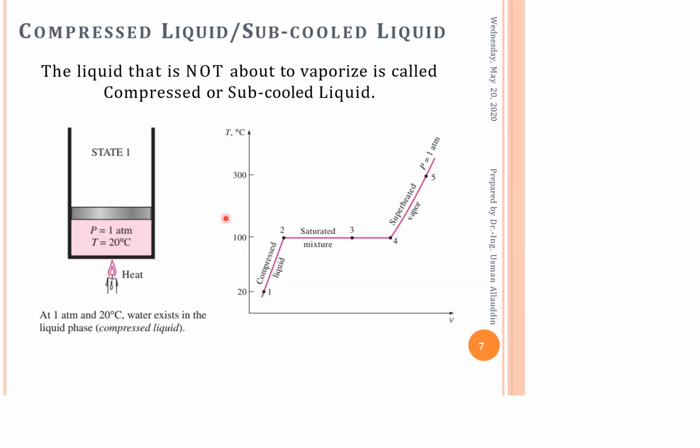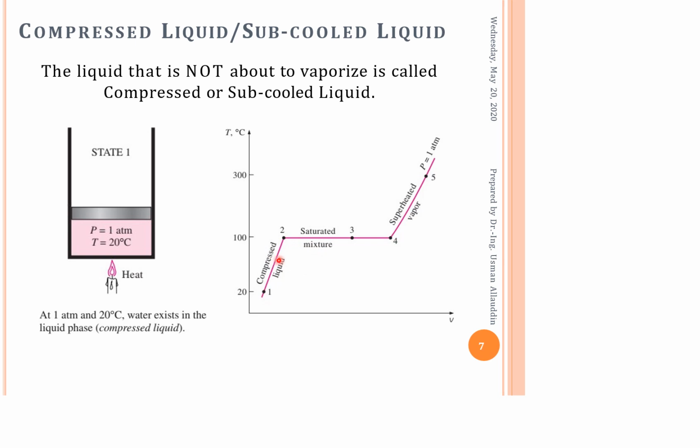So here we have a graph which is temperature versus volume. Here we have the temperatures and here we have the volumes. First off we have compressed liquid, then we have saturated mixture, and after that we have saturated vapors. So what is a compressed liquid? The liquid that is not about to vaporize is called compressed liquid.